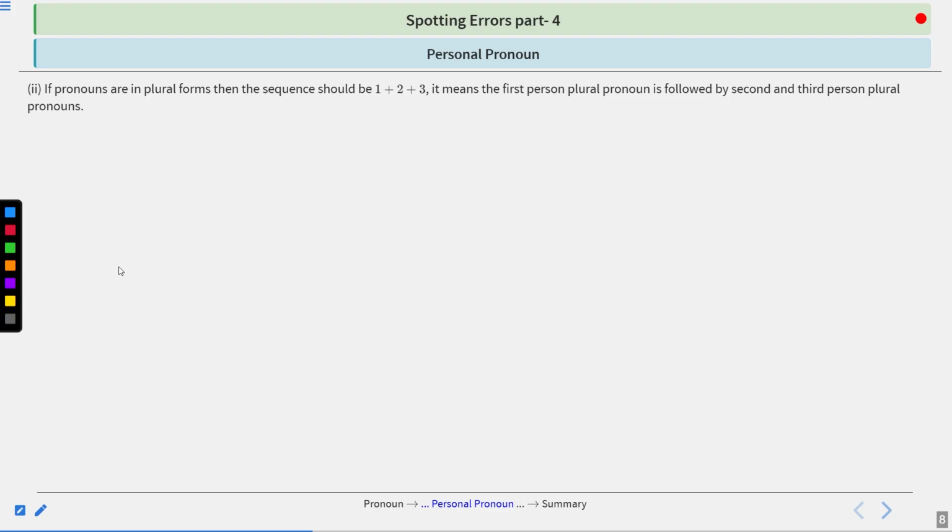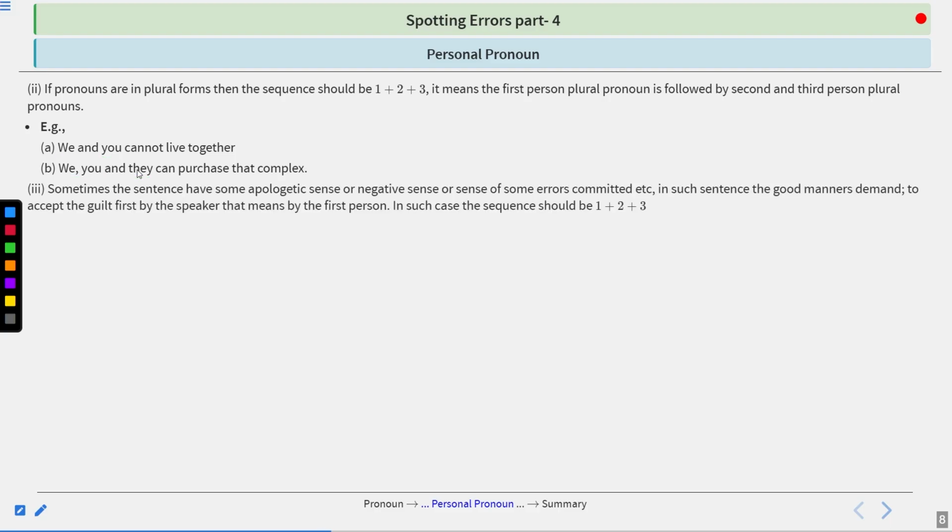If pronouns are in plural forms, then the sequence should be 1, 2, 3. It means the first person plural pronoun is followed by second and third person plural pronouns. So if all pronouns are plural in a sentence where multiple pronouns are used, the sequence should be 1, 2, 3: first person, second person, and third person. Take an example. We and you cannot live together. We is a first person and you is a second person. Not 2 and 1. We, you, and they can purchase that complex. We is a first person, you is a second person, they is a third person. 1, 2, 3.